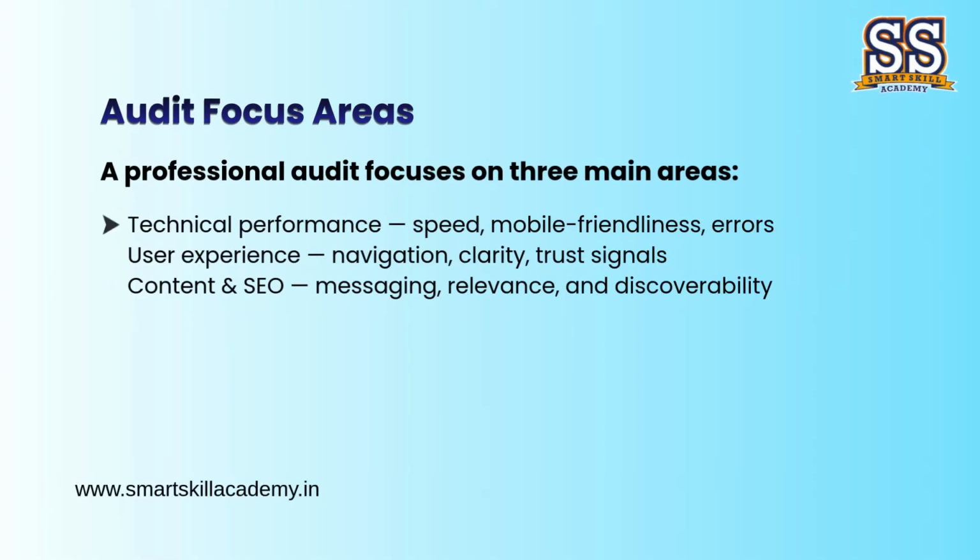A professional website audit always focuses on three core areas. First, technical performance. This includes loading speed, mobile friendliness, and technical errors that prevent pages from working smoothly. Second, user experience. How easily visitors can navigate the site, understand information, and trust what they see. And third, content and SEO. The clarity of messaging, relevance to student needs, and how easily the site can be found on search engines. These three dimensions work together. If even one is weak, the entire website underperforms. Starting with this framework ensures your audit leads to measurable, meaningful improvements.